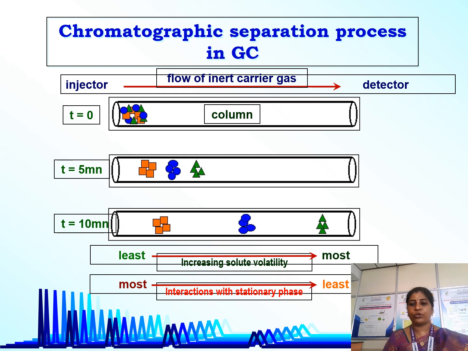The chromatographic separation process flowchart has been given here. Injection is done through the inert carrier gas and the analytes are detected. Then the sample components pass through the column at 0 minute, 5 minute, 10 minute intervals. Increasing solute volatility leads to faster elution, whereas stronger interaction with the stationary phase will take more time to elute. The samples which interact more with the mobile phase are eluted faster, and the samples which have more interaction with the column stationary phase are a little slower.